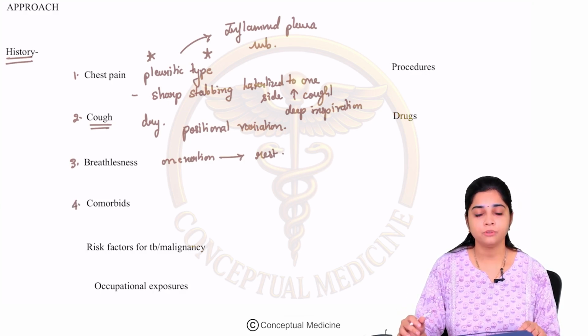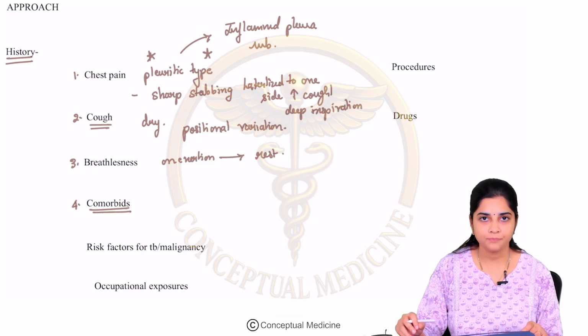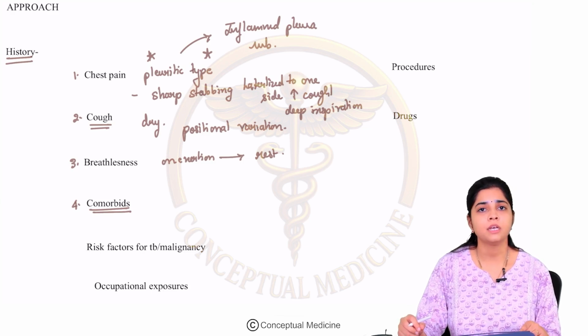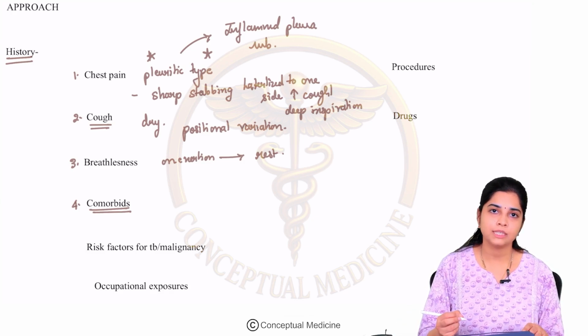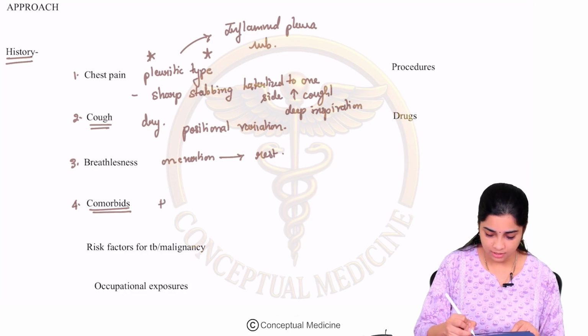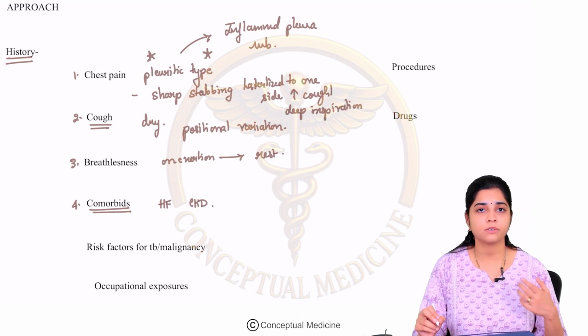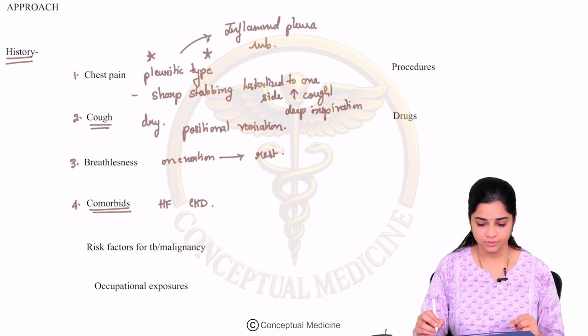Then we have to look into the comorbidities with which the patient is presenting, because many of the comorbid conditions can also result in pleural effusions. So what are the comorbid conditions that you want to ask about in the history? You want to ask about heart failure. You want to ask about chronic kidney disease, because all of them can result in fluid accumulation and anasarca in multiple organs of the body, including the pleural space.